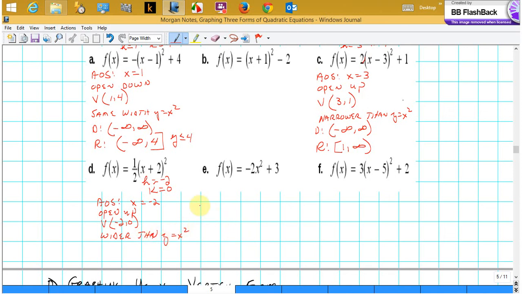And the domain is all reals again. And the range, the k value is 0. And it's pointing upward, so the range would start at 0 going upward for infinity.